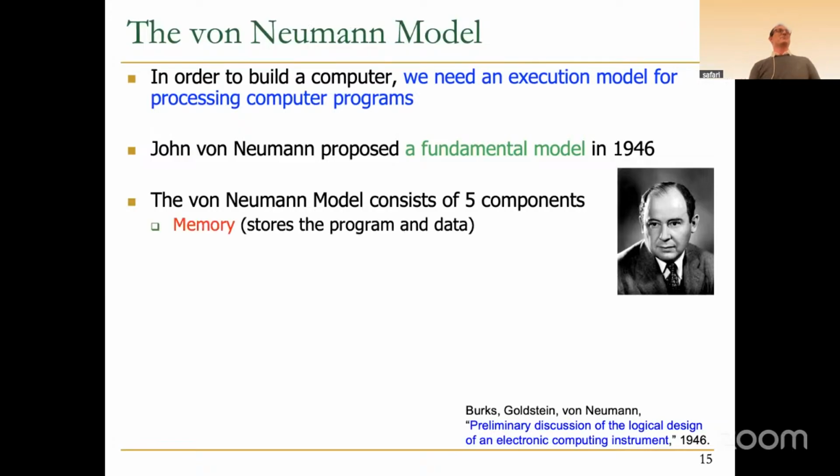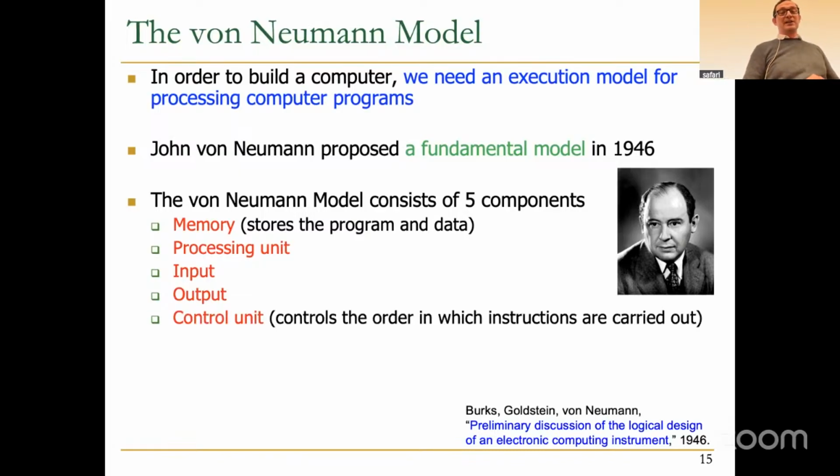We start with memory. Memory stores the program and the data, because you need to actually have the program somewhere. You need to have the data somewhere, and you need to do something to it. The processing unit does something to it, essentially. These are the processing units. And then there is an input unit that can take input from the user, and there's an output unit that the computer can communicate with the outside world. And finally, there's a maestro, which is the control unit, which coordinates everything the computer does. It controls the order in which the instructions are carried out, essentially.